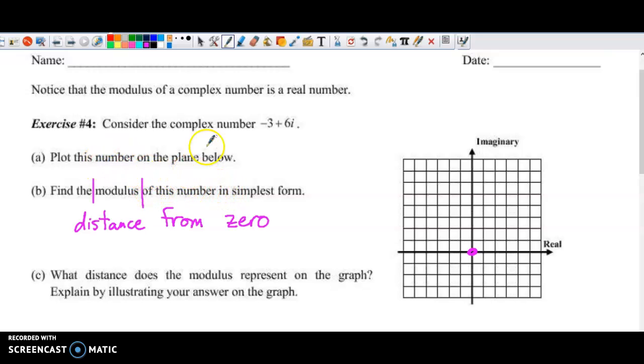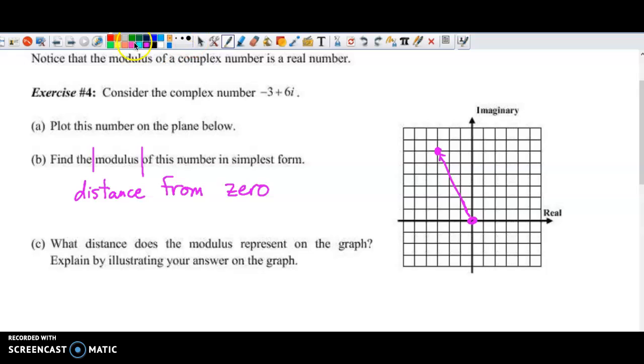So if I were to do this problem and plot the ordered pair negative 3, plus 6i, 1, 2, 3, 4, 5, 6, it is right here. Sometimes we actually draw an arrow to connect it from the origin. The whole thought process is, if I made a right triangle in here, I'm thinking about doing the Pythagorean Theorem, where this distance is 3. I know it's negative, but as far as the distance goes, it's just a positive, and then it's up 6. Well, I could set up the Pythagorean Theorem, and that is equal to M, for the word modulus.